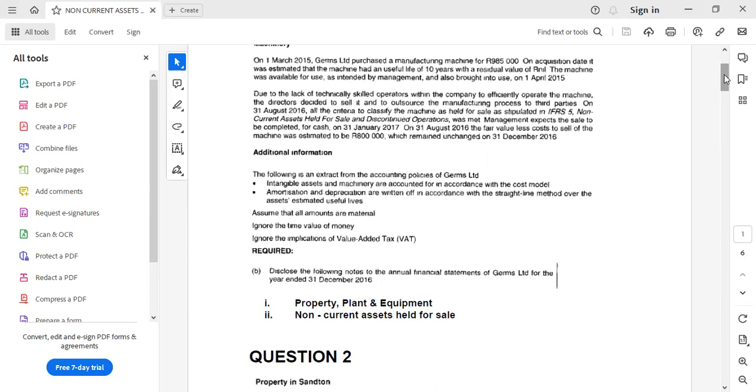So this asset will be accounted for according to the provisions of PPE from the beginning of the year until 31 August, the date on which it was now held for sale. Then from 31 August, it will be using the provisions of IFRS 5, non-current assets held for sale. So now let's do the notes.